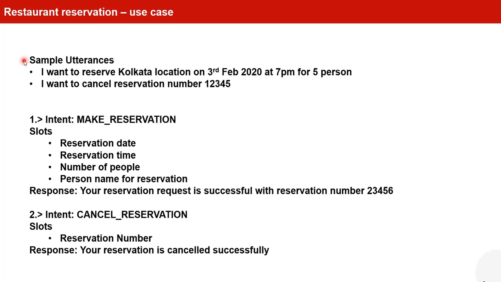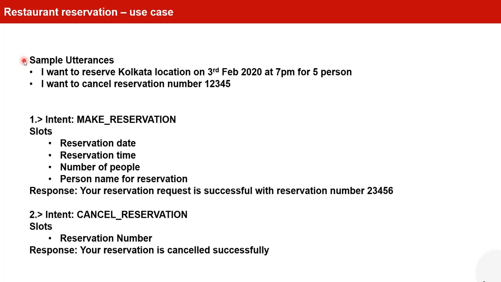So the sample utterances that you have here: there will be two types of intents. One is to reserve and the second is to cancel the reservation. So a user can say to Alexa, I want to reserve on 3rd Feb of 2020 at 7 p.m. for 5 people for Kolkata location. And the second utterance can be, I want to cancel the reservation number 12345.